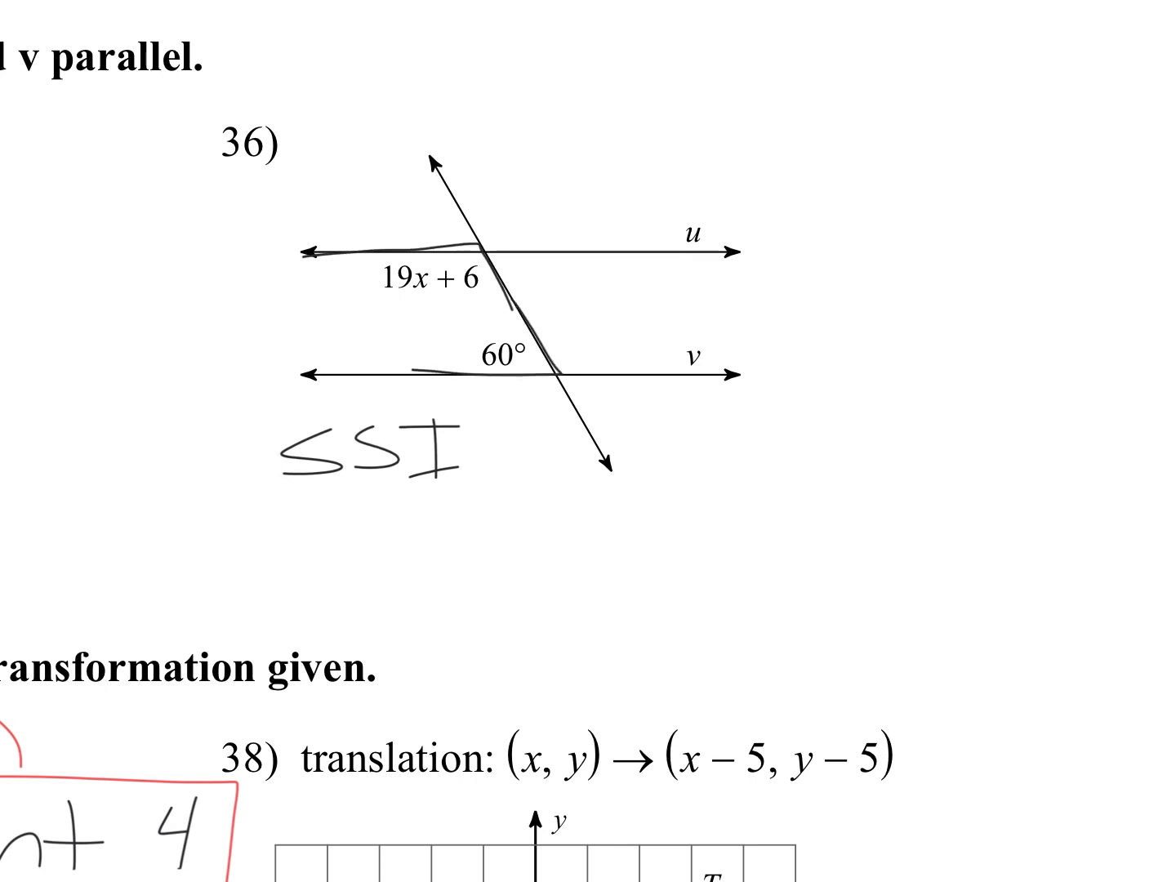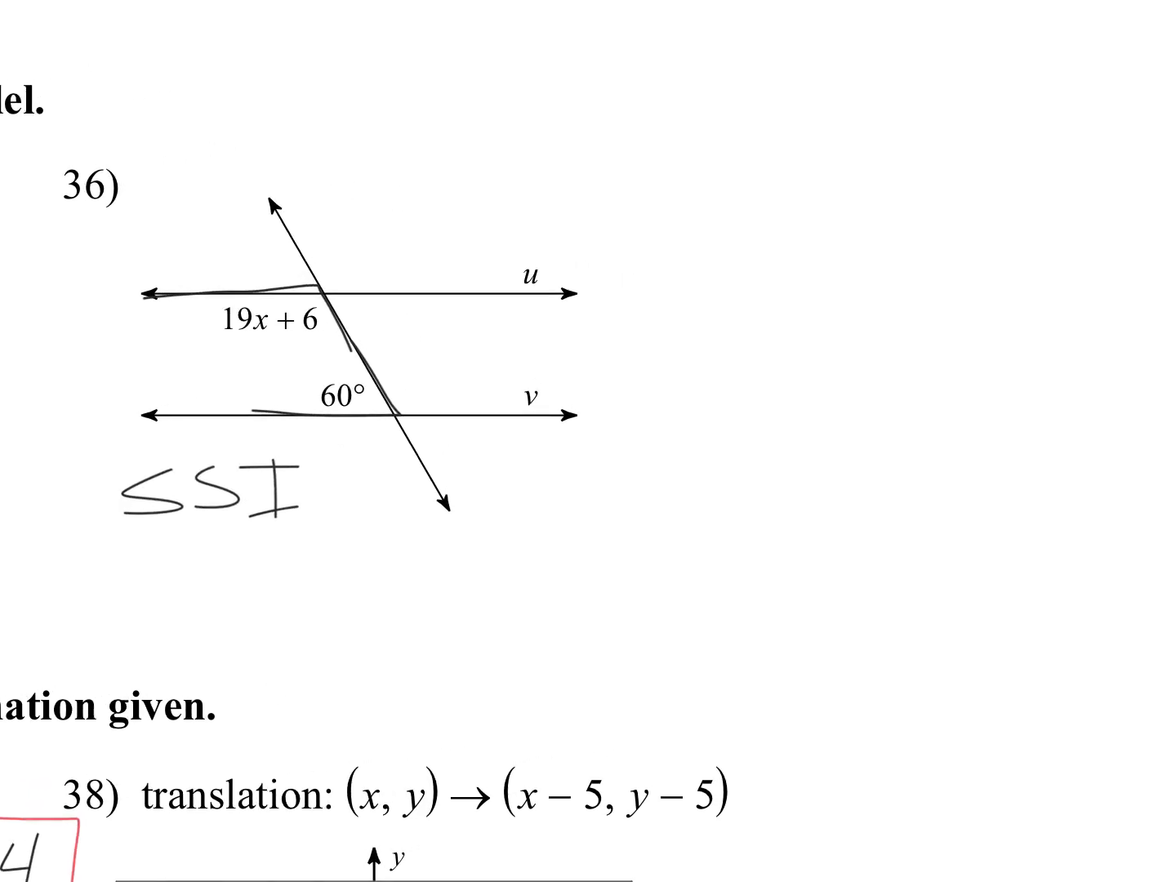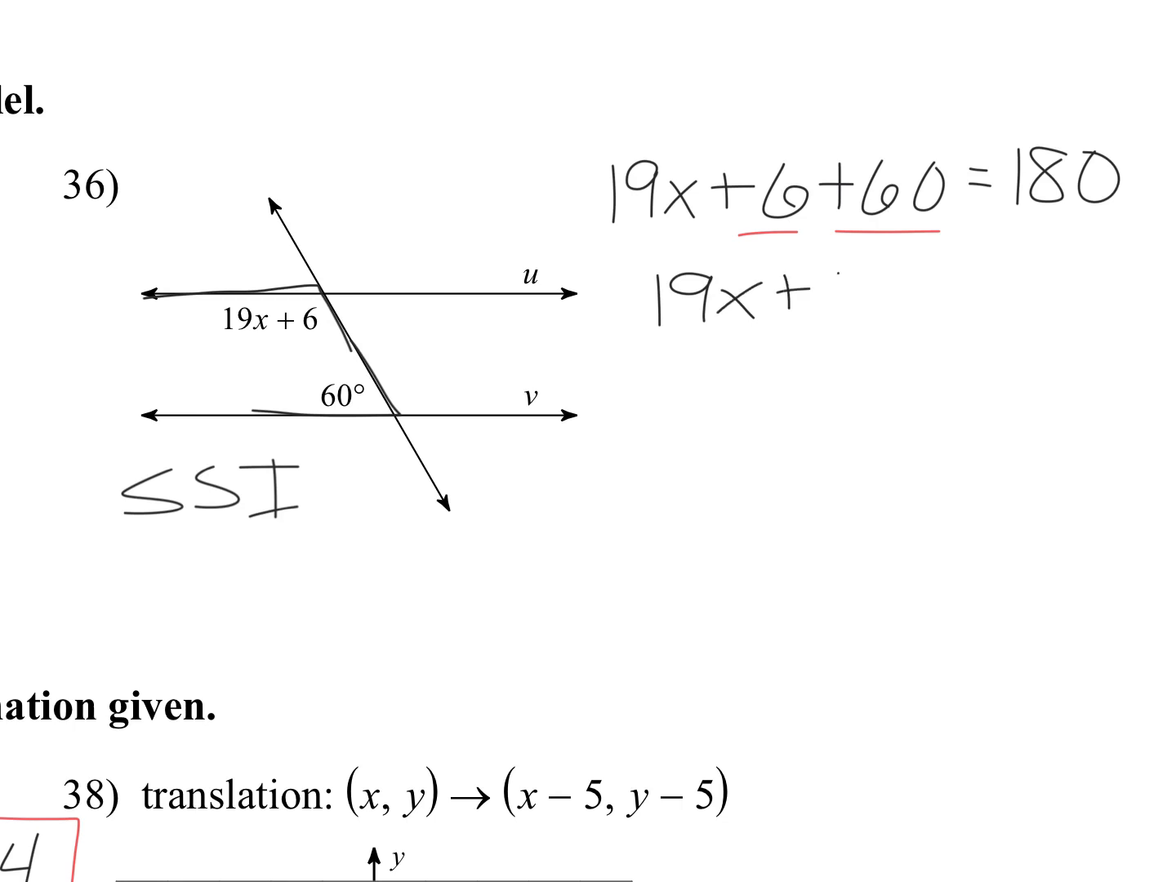So what do we know if we have an obtuse and acute angle? Add them together, set it equal to 180. So tell me what I need to write. 13x plus 6 plus 6x plus 60 equals 180. Yep. So if we get here, we want to underline our like terms. So we have 6 plus 60. So we get 19x plus 66 equals 180.